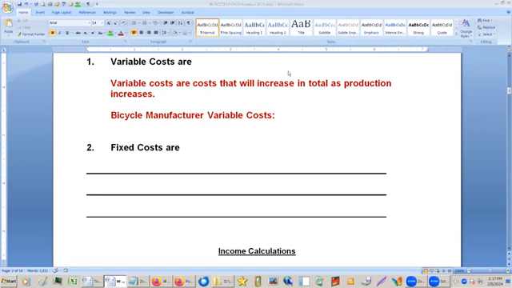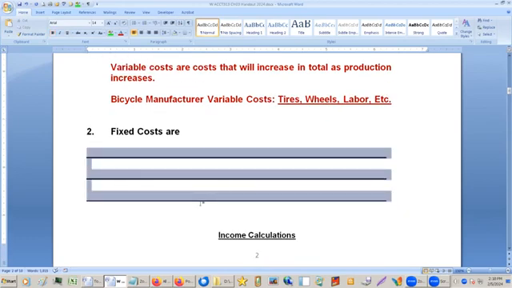Tires. Yep, pretty good. So we need to get tires for a bicycle. We need wheels. We need someone to work on them, more of the labor. And so these are all things that are going to increase in total as we produce more.